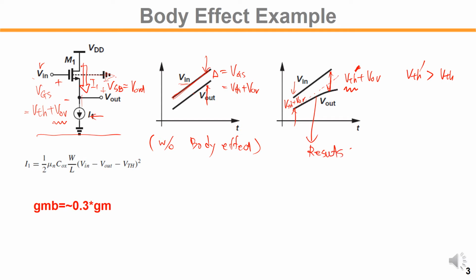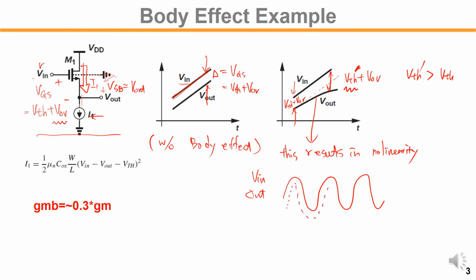This results in non-linearity. The purpose of the source follower is following the input properly, right? In this case, we have a non-ideality, so the signal is distorted. For example, if the input is a sine waveform, we were expecting the output to be level shifted down, following the input.